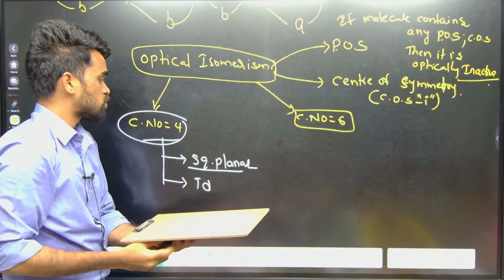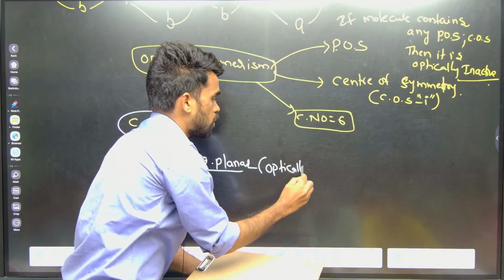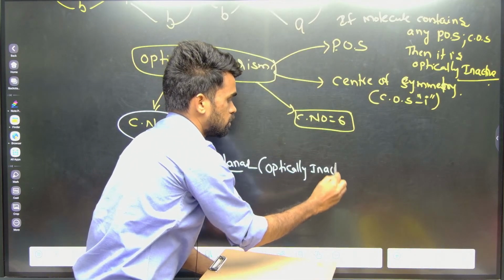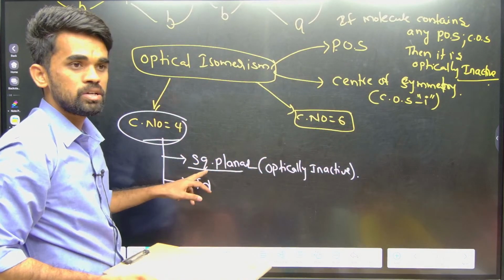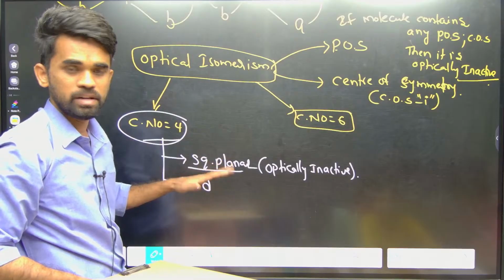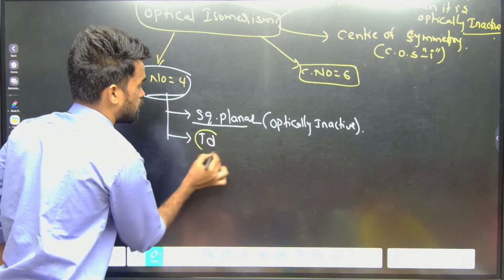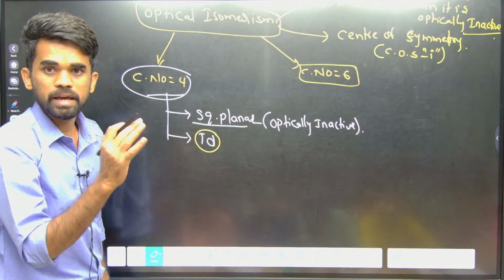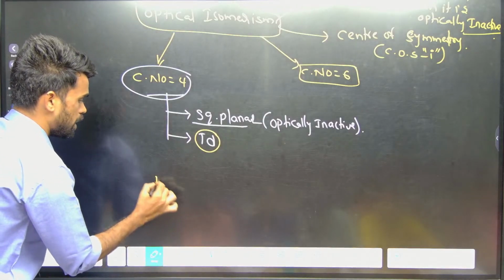Okay. So square planar complex is optically inactive. It means optical isomerism is not shown by square planar complexes. Is this clear, everyone? Okay. Now optical activity is possible in which case? Tetrahedral, because tetrahedral is not a planar molecule, it is a non-planar one. So let us say I am placing M here.